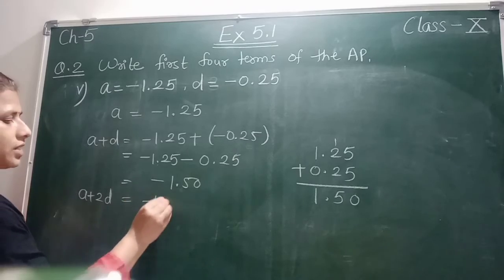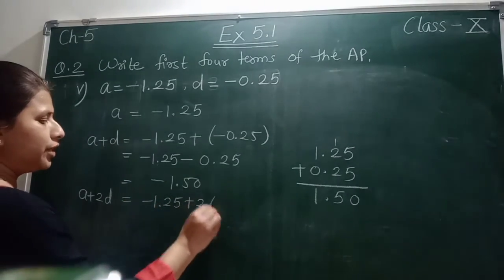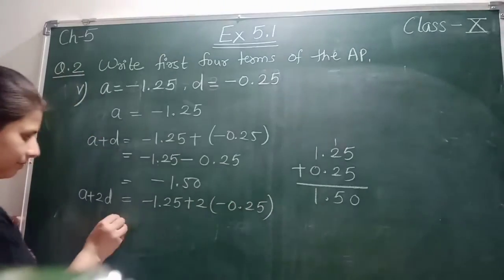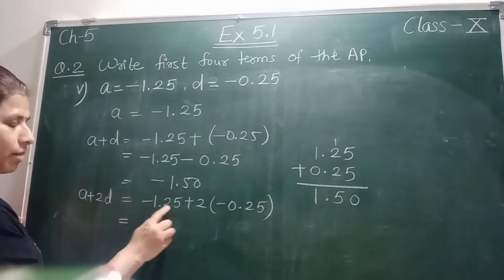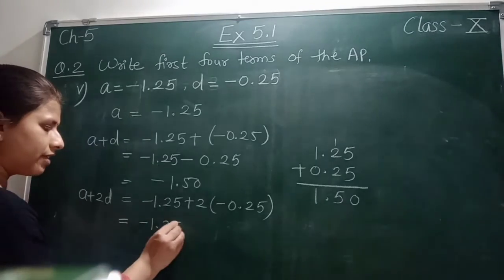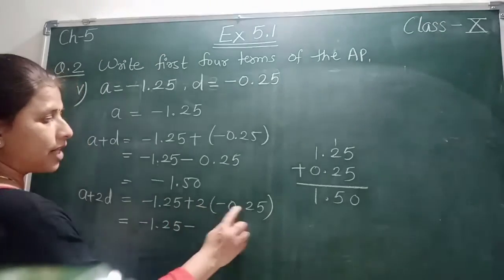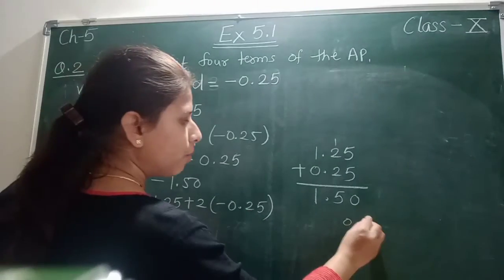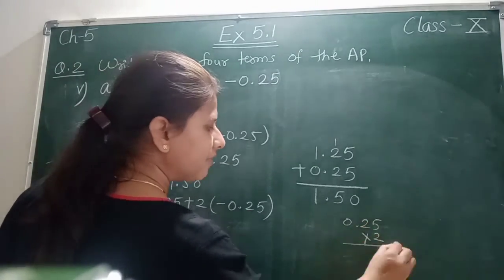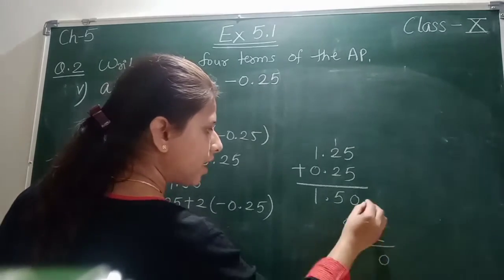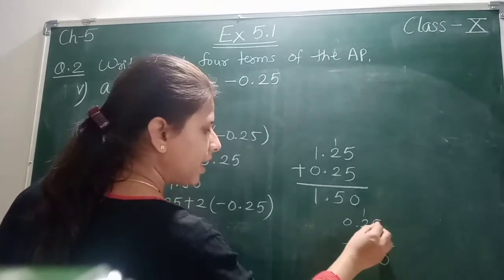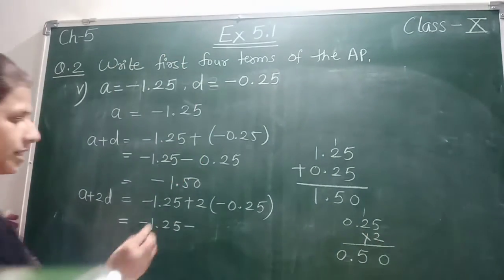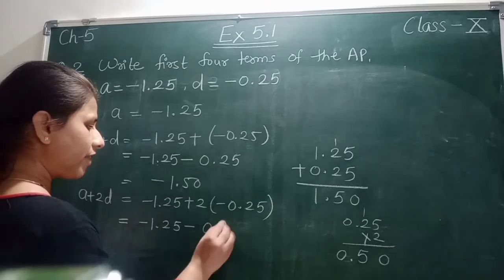Then we will find the third term, a plus 2d. The value of a is -1.25, 2 into -0.25. Next, -1.25 as it is, plus minus. Now we will multiply this 0.25 by 2. 5 2s are 10, 2 2s are 4, 1 carry 5, and after 2 places we will put this point and we will get 0.50.